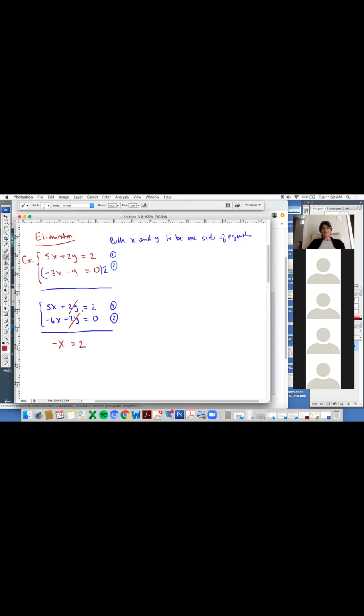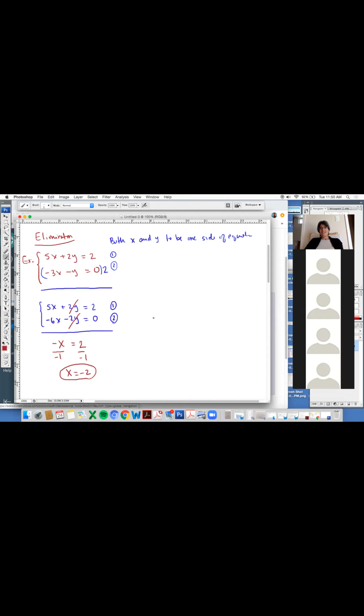Okay, so this, as opposed to the substitution, makes the equation at the end a lot easier. There's a lot less solving that you need to do. A lot of people prefer the elimination method to all the others, because once you get the right multiplication, the equation at the end is really simple. Okay, so I'm going to divide both sides by negative 1, and I get x equals negative 2.